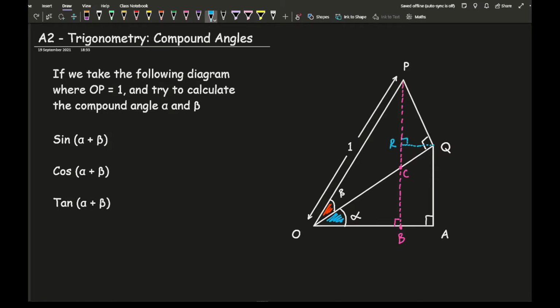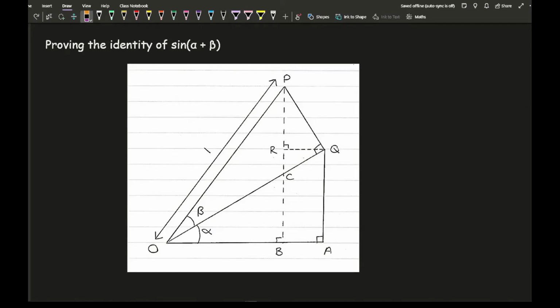So from this particular diagram, we're breaking up the original diagram of OPQA. I've now created another diagram which involves a lot more miniature right angle triangles, which are now going to help prove the identities for these compound angle formulas. So let's start by proving the identity of sine alpha plus beta.